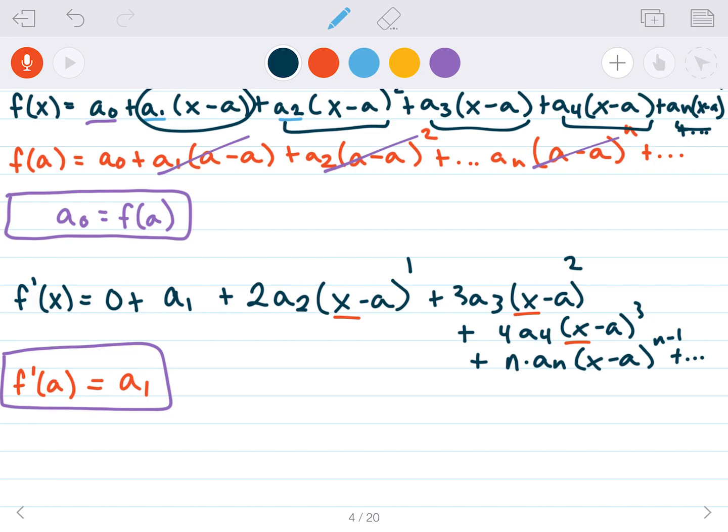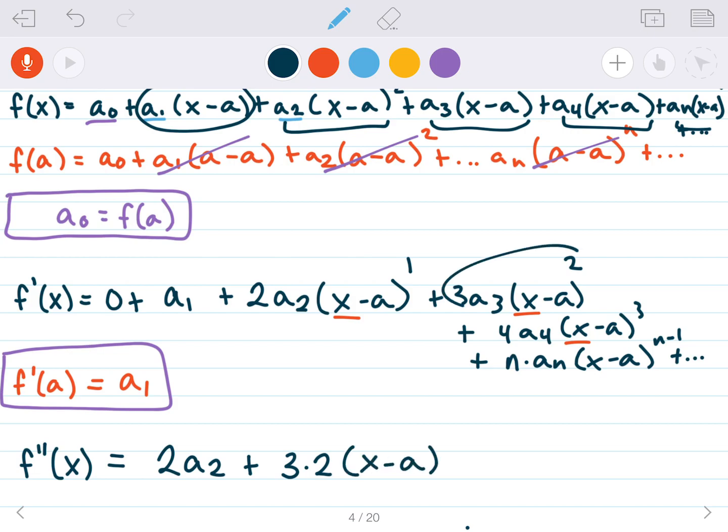Well, if I take the second derivative, so I'm taking the derivative of the first derivative, the constant goes to 0. Then I have 2a sub 2, and that's it for that one. The second one I have, I'm going to write it like this. Instead of 6 using the power rule, I'm going to write 3 times 2, x minus a, right?